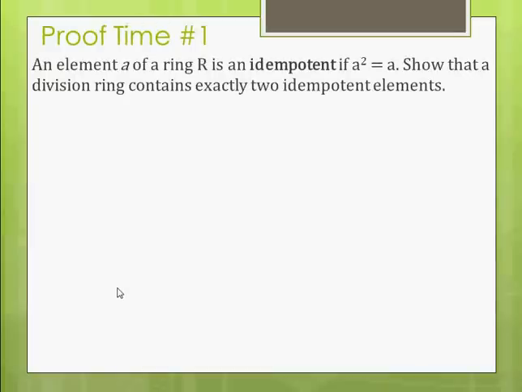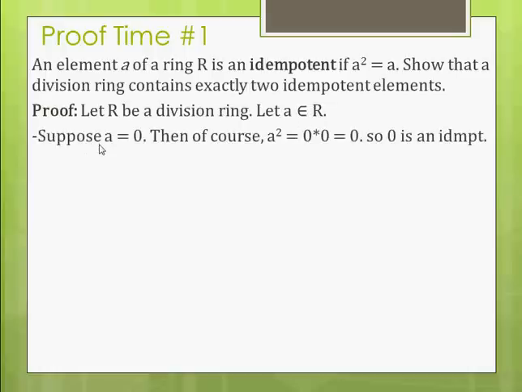First proof time: an element of a ring R is an idempotent if when you square it, you get the original element. Show that a division ring has exactly two idempotent elements. So there's two elements that when you square them, you get themselves. For instance, what do you think they're going to be? 0 and 1, right? That's the idea. Now let's prove it. So we have our ring R, and it's going to be a division ring. And we're going to have an element in R.